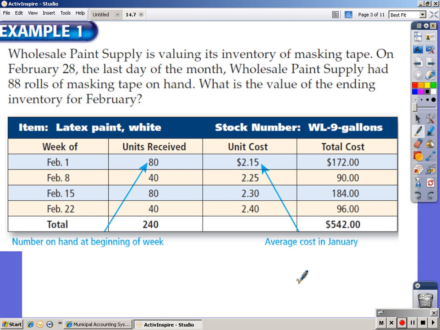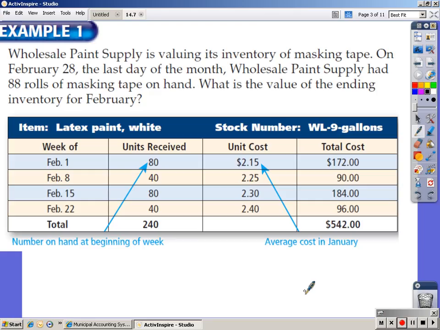So here we go, example 1. Wholesale Paint Supply is valuing its inventory of masking tape on February 28th, the last day of the month. Wholesale Paint Supply had 88 rolls of masking tape on hand. What is the value of the ending inventory for February? For this one, we're using the average method.